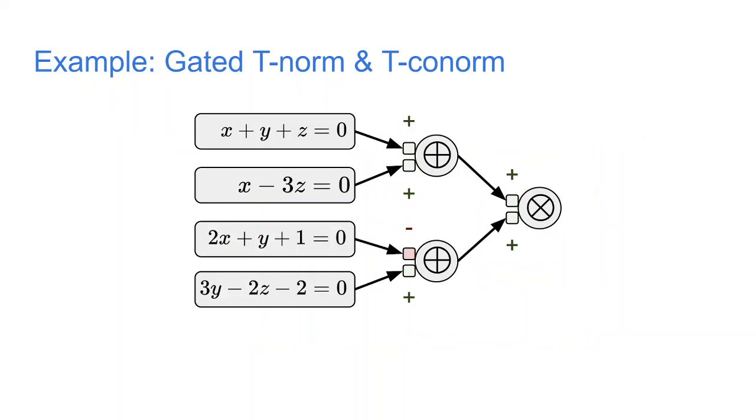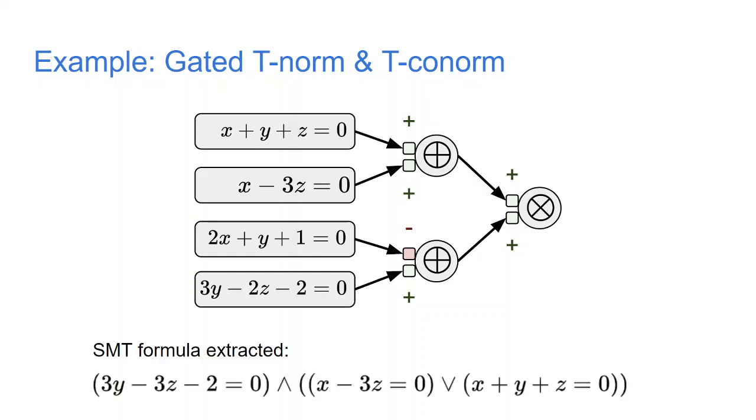Here in this example, the gated T-norms allow us to ignore the third equality. If the model converges to this, which basically means that the third equality doesn't fit the samples and its gate is turned off during training, then the final formula learned will be this: a conjunction of the last clause with the disjunction of the first 2 clauses.